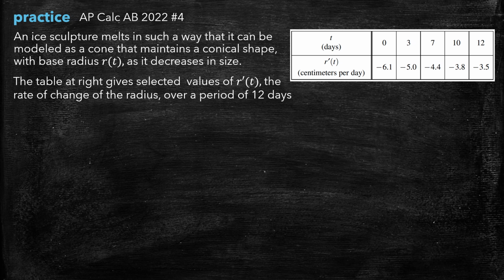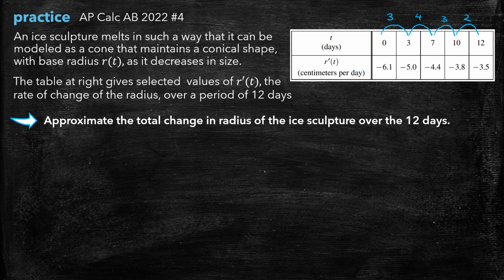The first thing you need to observe is that not all the intervals are the same length this time. So keep that in mind as we do our calculations. Notice that there are 4 intervals, so we're going to approximate this in different ways. Let's practice everything we've learned. We are going to approximate the total change in radius of the ice sculpture over the 12 days. We understand that to mean approximating the area under the curve if we were to graph r prime, which we're not actually going to do now. We're going to work these things out algebraically.